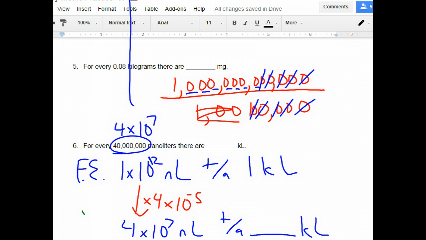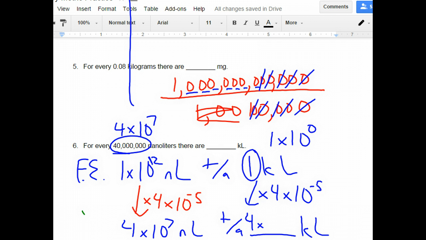So then this number is going to be times 4 times 10 to the negative 5th, which means 1 kilo, the number 1 here is really 1 times 10 to the 0. So 1 times 4 is 4 times 10 to the 0 and negative 5. If I add 0 plus negative 5, I end up with 10 to the negative 5th.